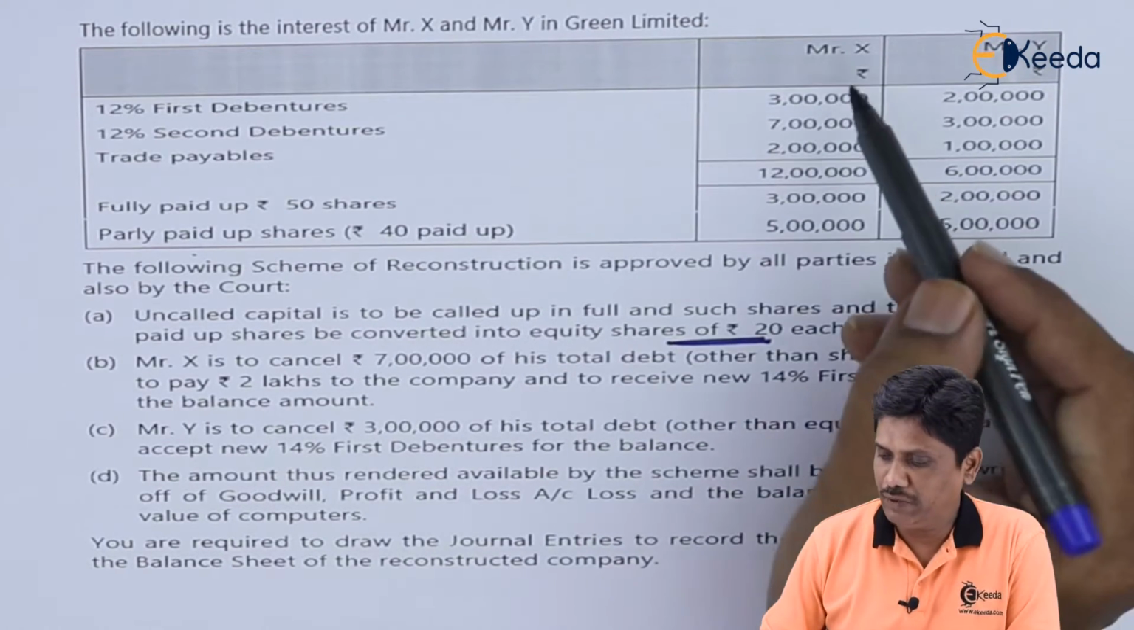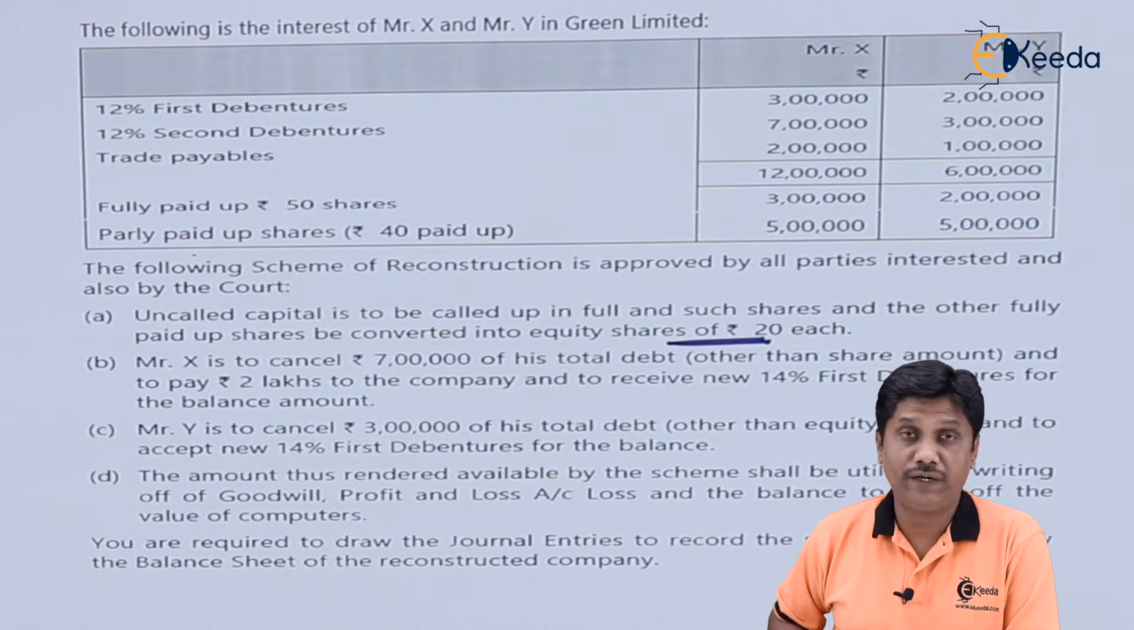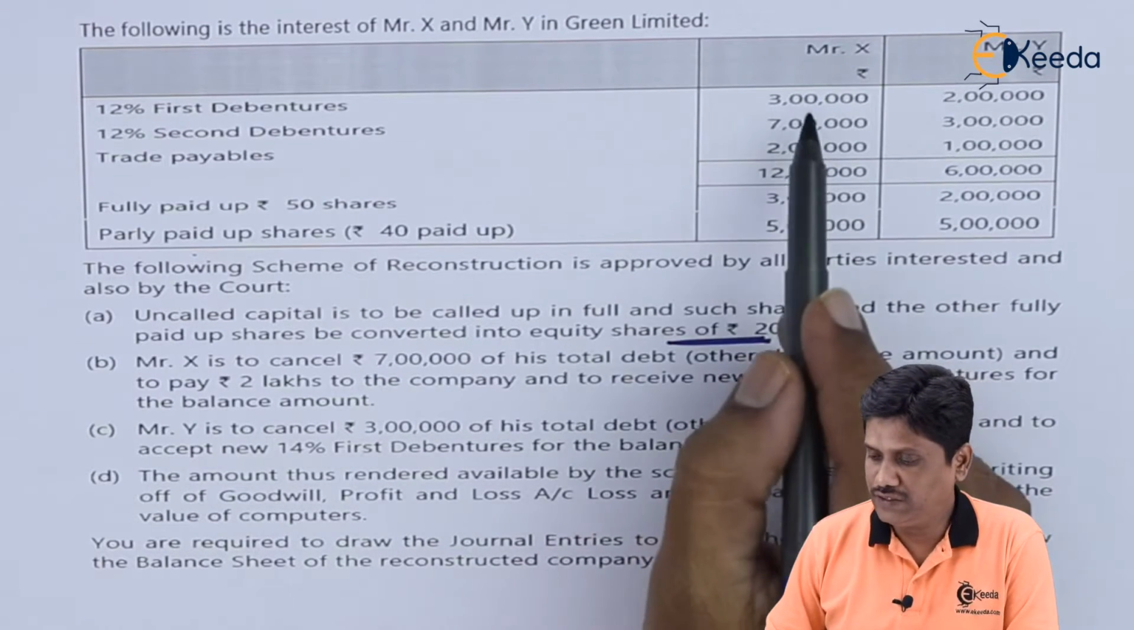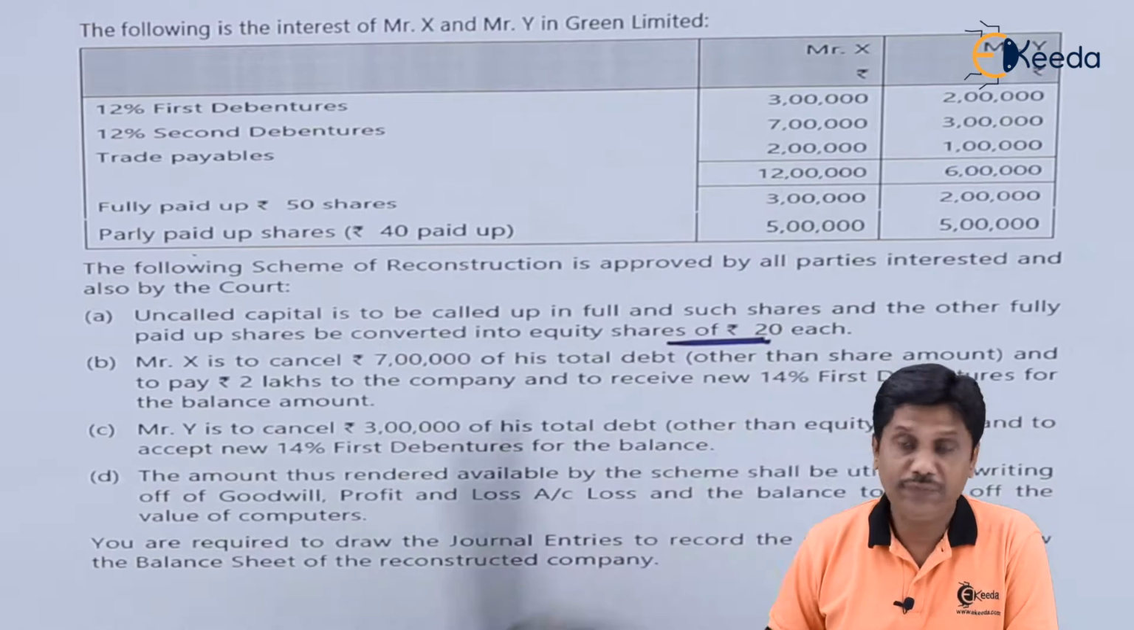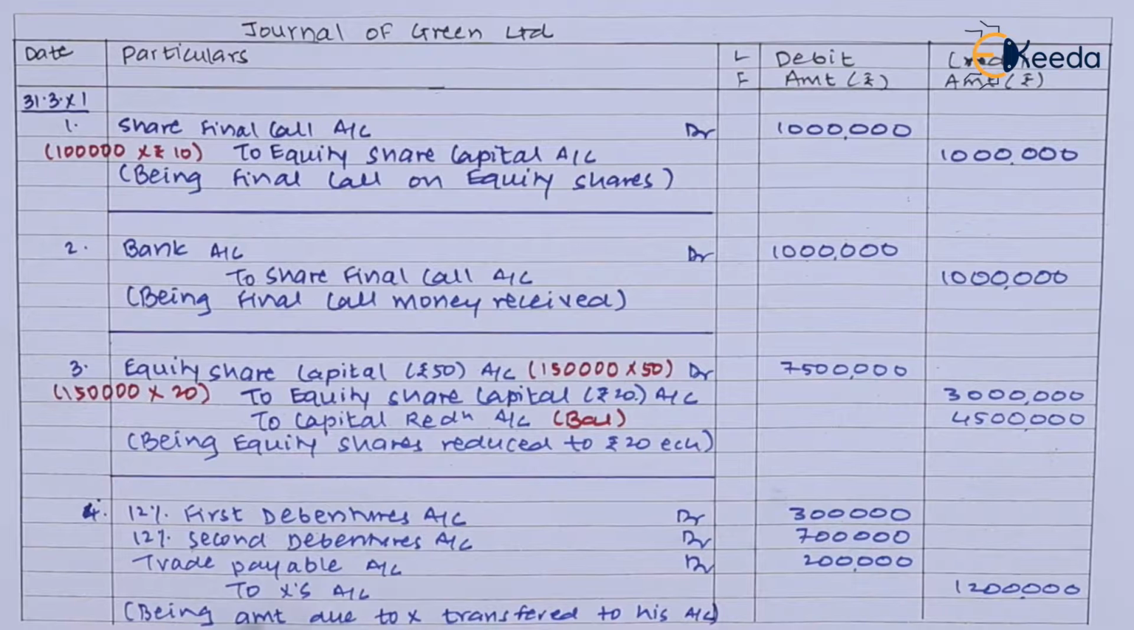So firstly, whatever amount is due to him will be transferred to his personal account. Then thereafter we will pass further entries. So importantly, this amount firstly I will transfer to Mr. X personal account for his settlement. Friends, you can notice the entry. 12% first debenture account debit 3 lakhs, 12% second debenture account debit 7 lakhs, trade payable account debit 2 lakhs, total amount due to X is 12 lakhs, transferred to X account, being amount due to X transferred to his account. Now it is transferred for its settlement.